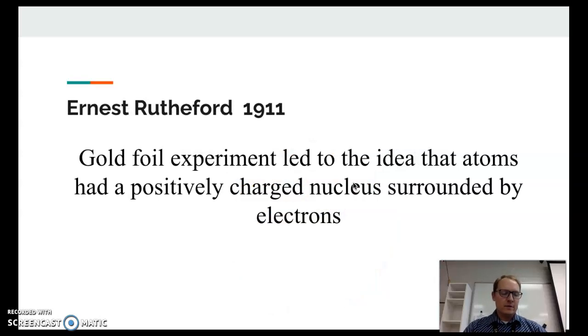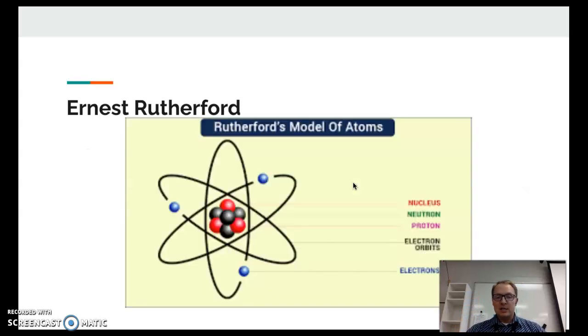1911, Ernest Rutherford does this gold foil experiment. He takes these charged particles and he shoots them at a really thin gold foil. Okay, very thin. And he expected those charged particles, for the most part, to pass through those gold atoms and not really be deflected from their path very much. Every once in a while, one of those charged particles would hit the gold foil and come bouncing back. And that was astonishing to him.